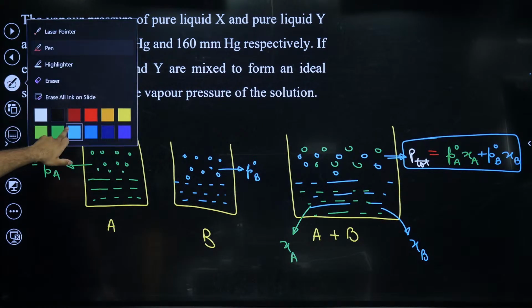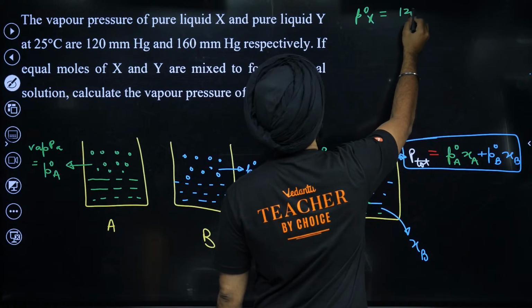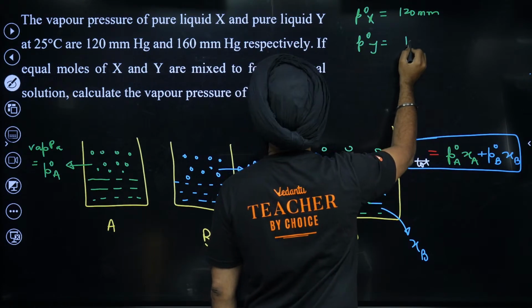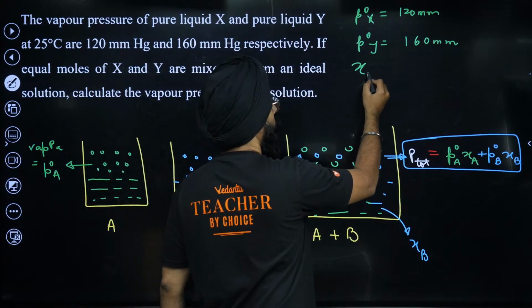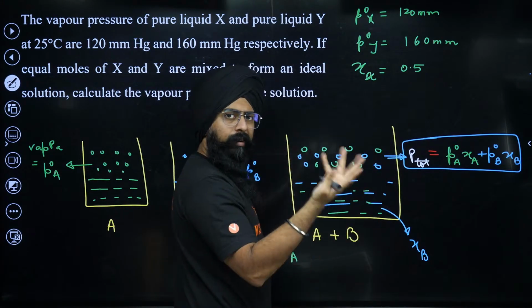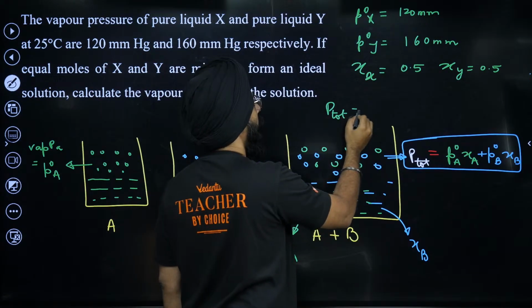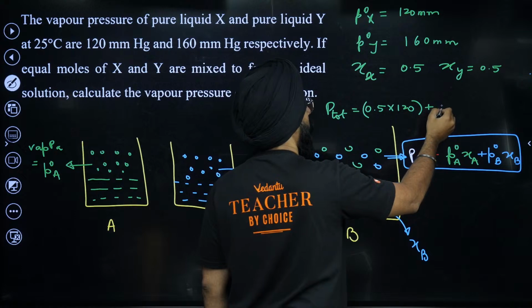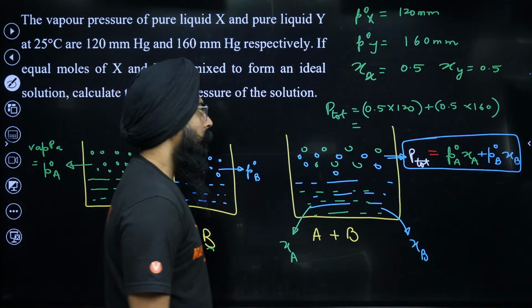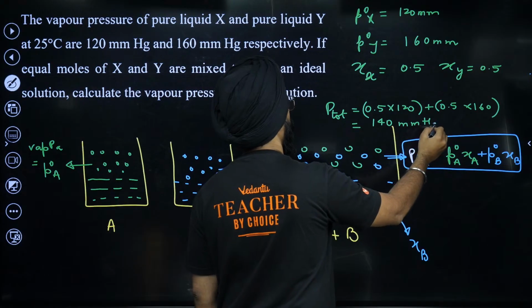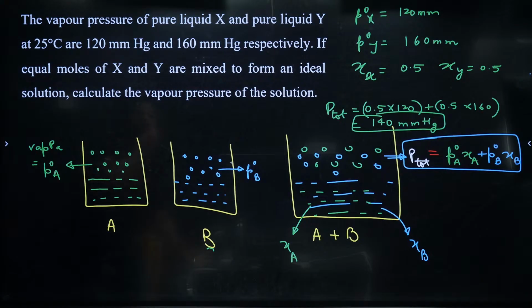Okay, so now what does this say? Vapor pressure of pure liquid X and pure liquid Y, P naught X is equal to 120 millimeters, P naught of Y is equal to 160 millimeters. Equal mole of X and Y are mixed. So what can I say? Mole fraction of X will be equal to 0.5. Half is X, no? So 0.5. Mole fraction of Y is also 0.5. So my dear friends, final P total is equal to 0.5 into 120 plus 0.5 into 160. How much is this? Done. Coolio.